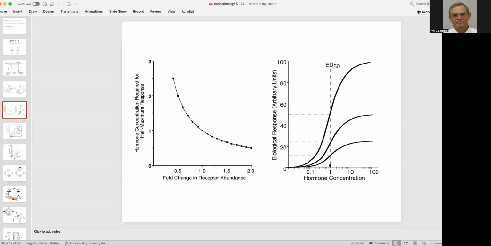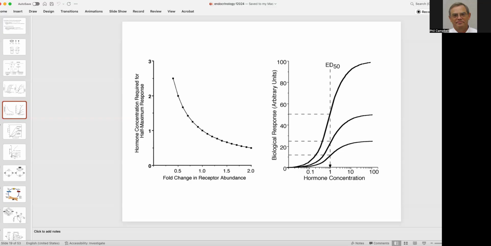So as I increase the receptor abundance in a given tissue or on a cell population, that means that the concentration that yields a corresponding half maximal biological response goes down. Makes sense, right? Makes practical sense.